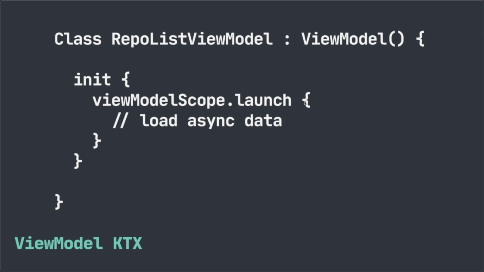And now another one here, kind of related to coroutines, we have ViewModel KTX. With ViewModel KTX comes a viewModelScope, which makes it extremely easy to start using anything coroutines based from within a ViewModel.